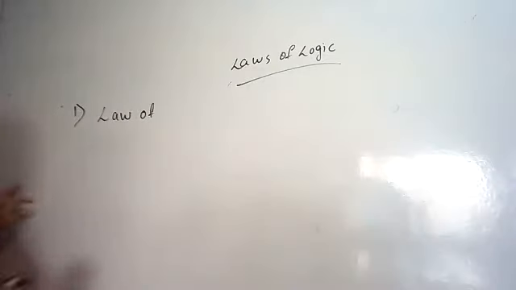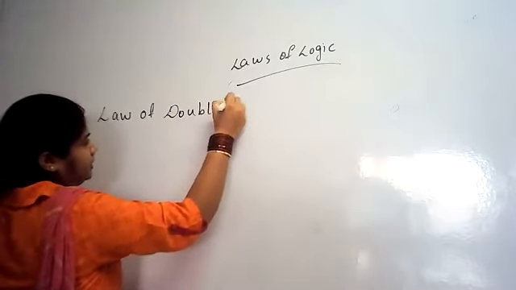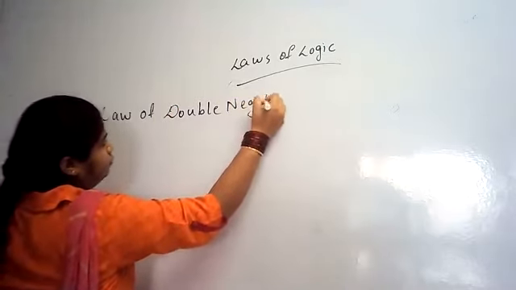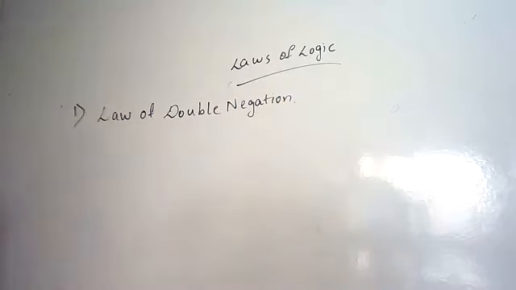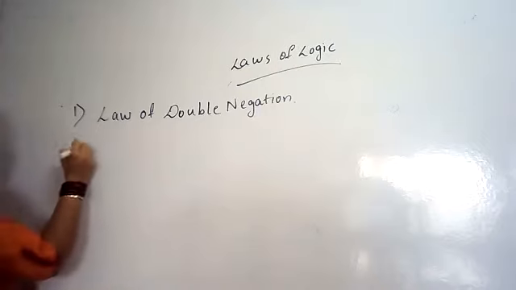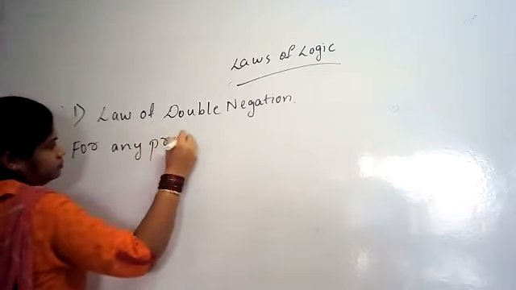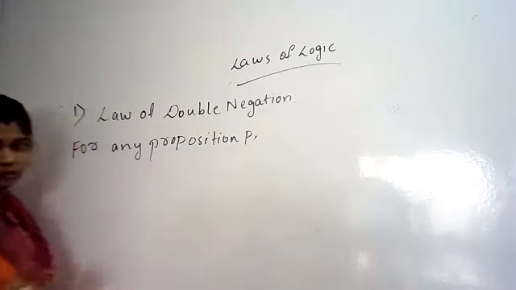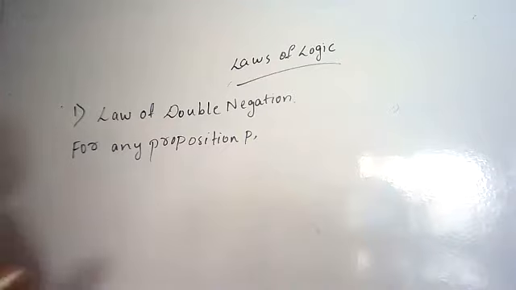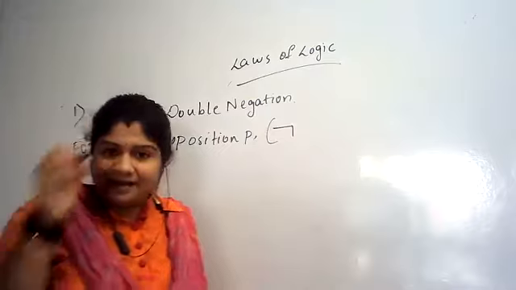First is the law of double negation. This is the first law we need to follow. So what does the law say? For any proposition P, how will we represent negation here?